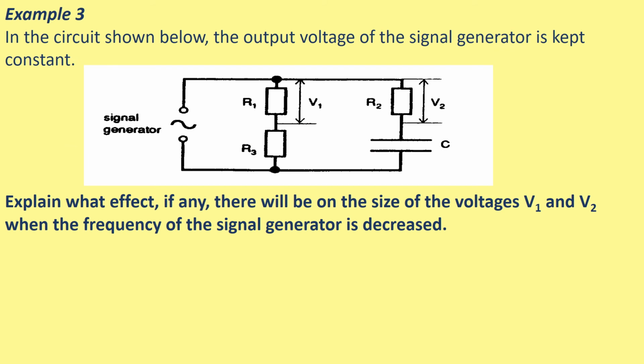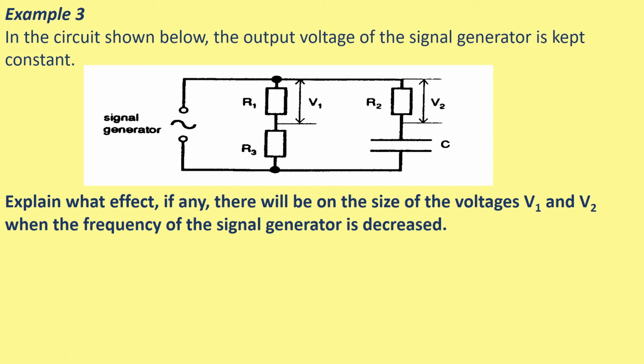Example 3. In the circuit shown below, the output voltage of the signal generator is kept constant. We have a potential divider on the left-hand side and another potential divider, but this time with a resistor and a capacitor on the right-hand side. Explain what effect, if any, there will be on the size of the voltages V1 and V2 when the frequency of the signal generator is decreased.